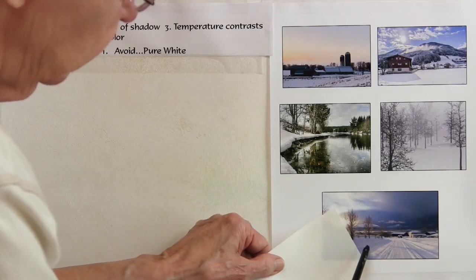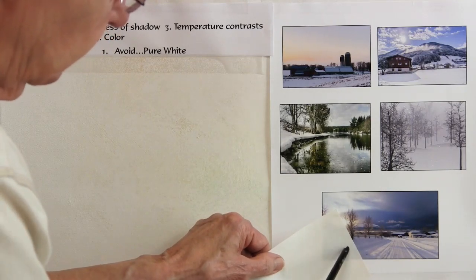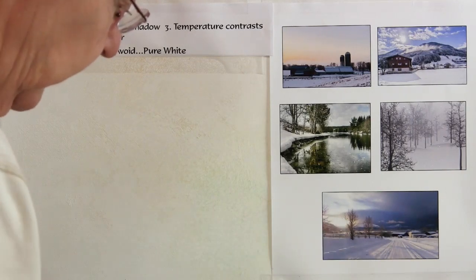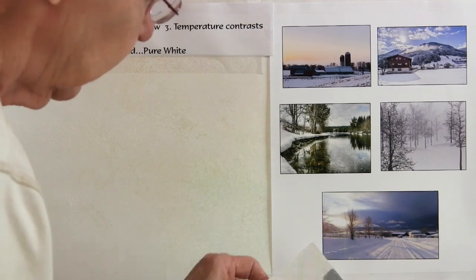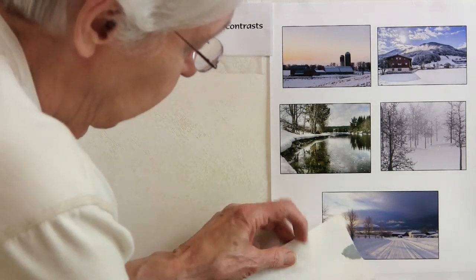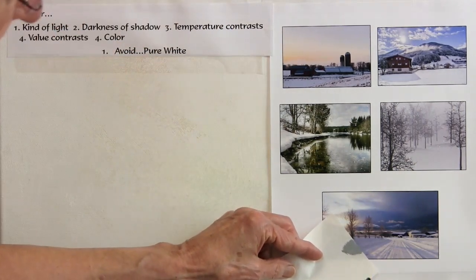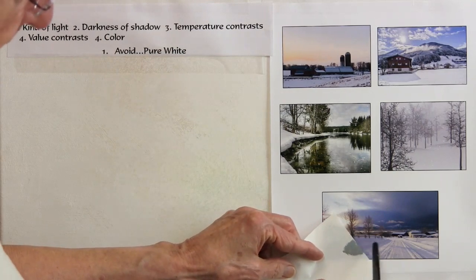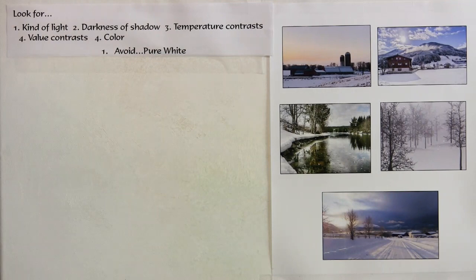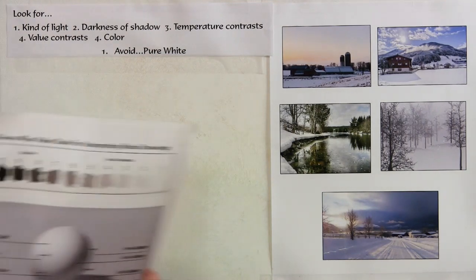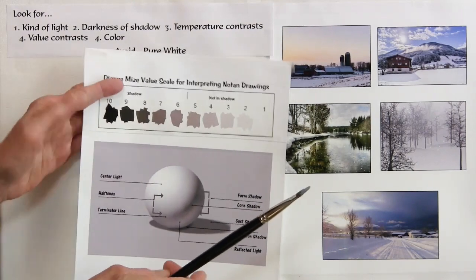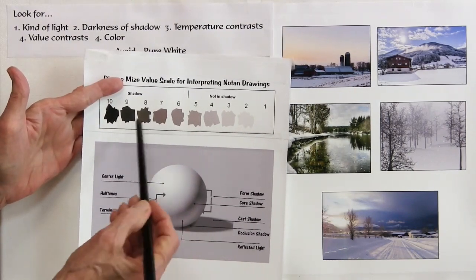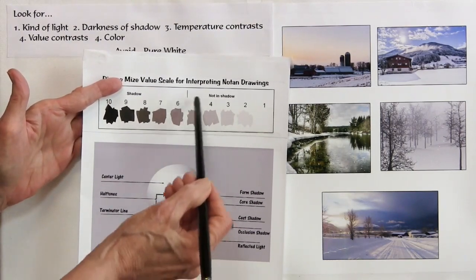Alright, now you see how dark this is against this piece of paper. That is a shadow in snow. Now I just mixed a color, and you see the value. The color I just mixed is the same value, a little difference in color, but the same value. That is a middle value. So you can see that right here on this value scale, that value falls about right in here.